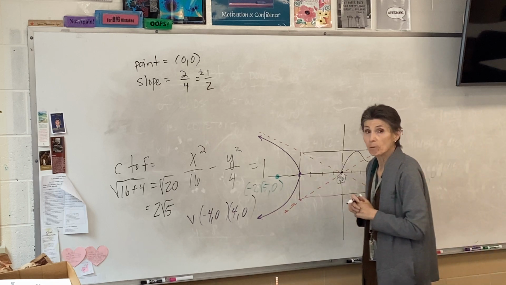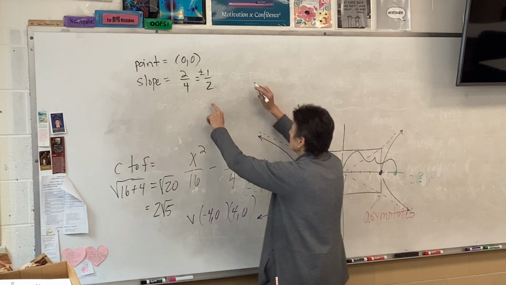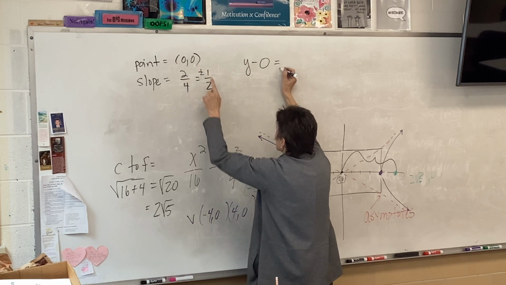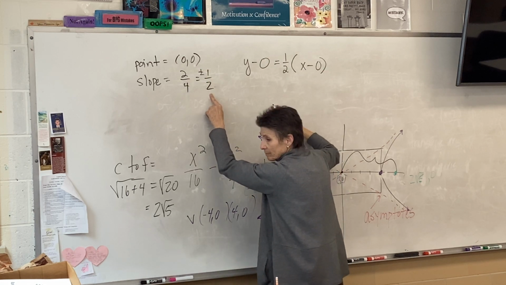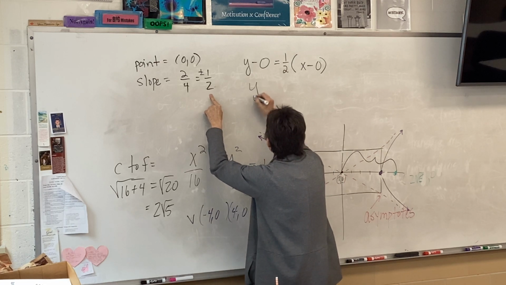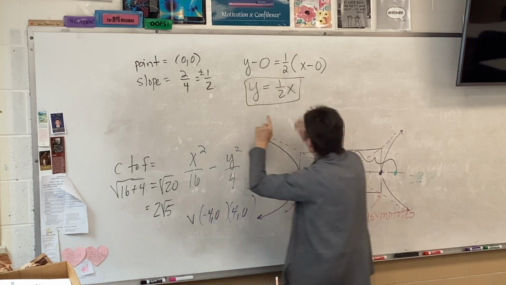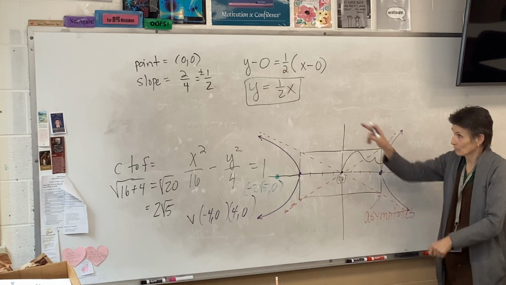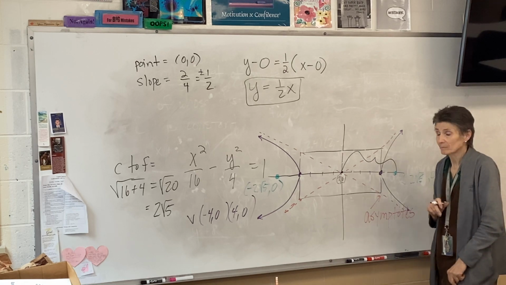So now I'm going to use my point slope form. Good review. y minus my y equals m times x minus my x. So y minus 0 is just y, equals 1/2 x. So there is one of my asymptotes. It's actually this one. You don't have to identify that. Just write down that there are going to be two asymptotes. One of them is that.